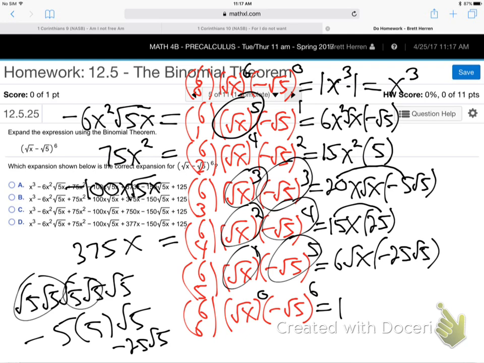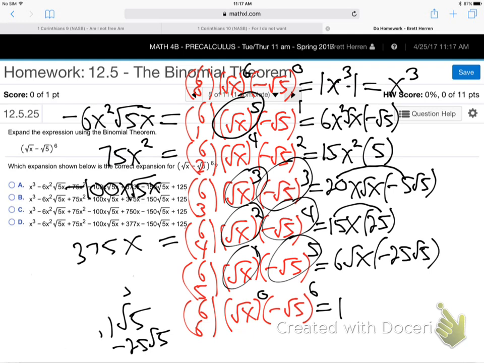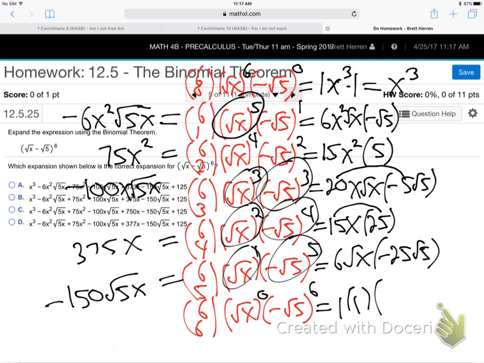And then just again multiply the whole numbers with whole numbers and put the 2 roots together under a single root to be as clean as possible. If you want a clean looking answer, it's minus 150 root 5x. And lastly, root 5 to the 6th, isn't that like 125? So that would be 125. There we go. This one was x cubed.